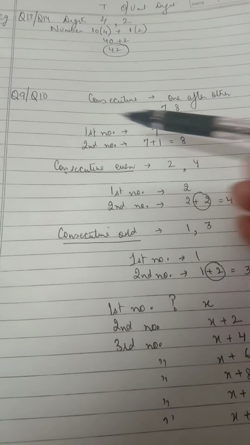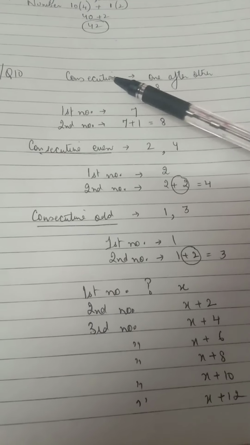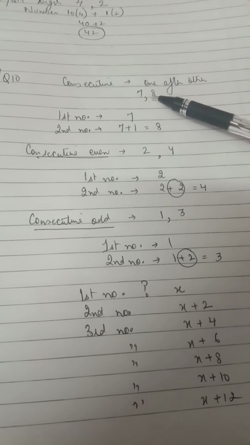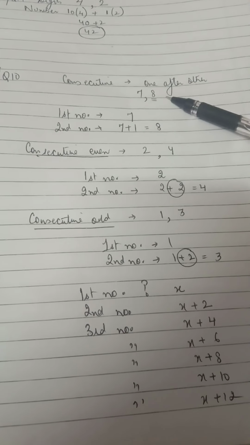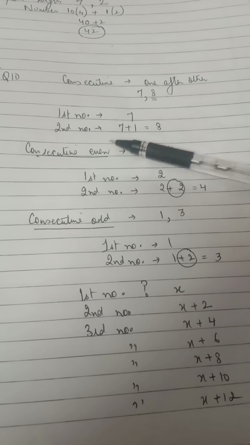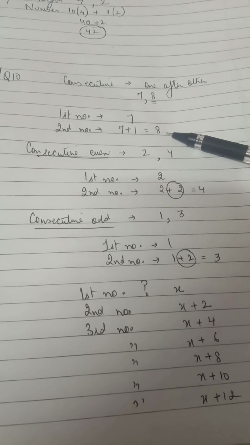Okay, now before we start with question number 9 and question 10, just let me explain a few things. When we say consecutive, it's one after the other. Suppose one number is 7, the second number is 8. Now, if you know 7, to get 8, what will you do? You'll just add 1 to it and you will get the next number.